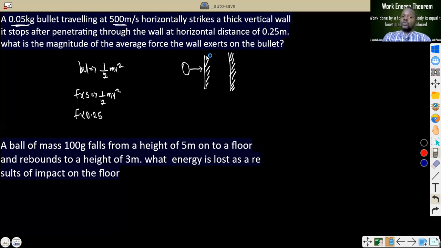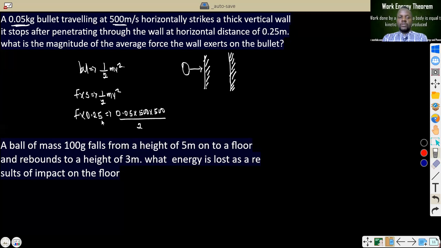What they just want you to know is how to apply the formula quickly to get answers. So now directly you can always have this: you have a 1/2, m is 0.05, you are taking the square of v, v squared, v is 500 times 500. We are dividing everything here by 2.